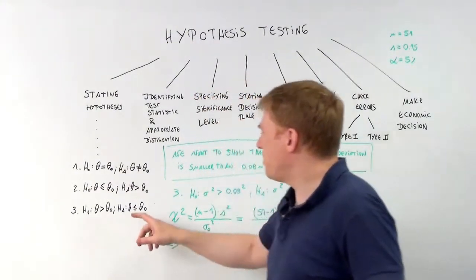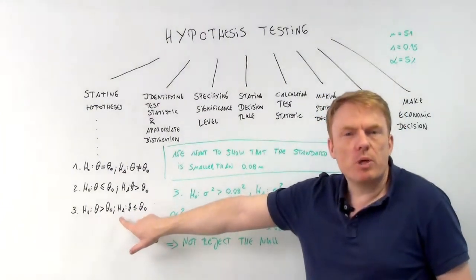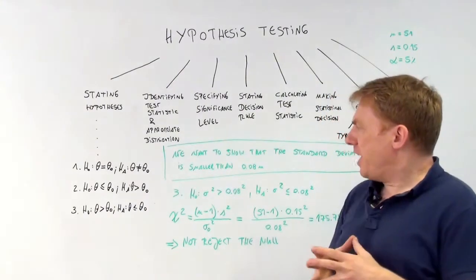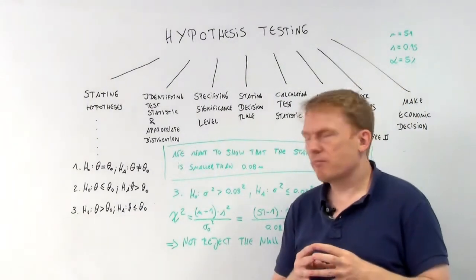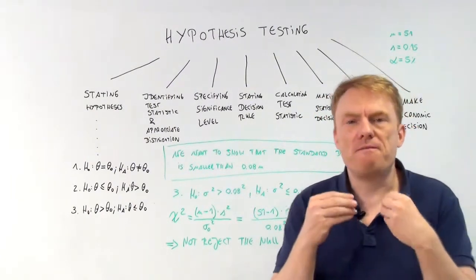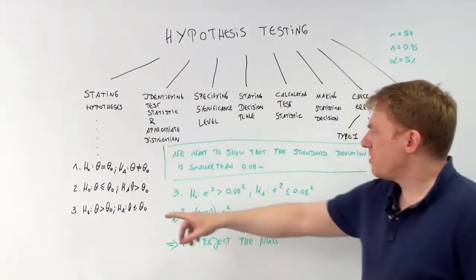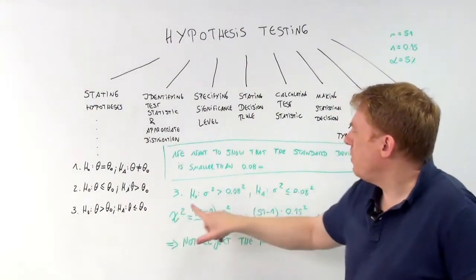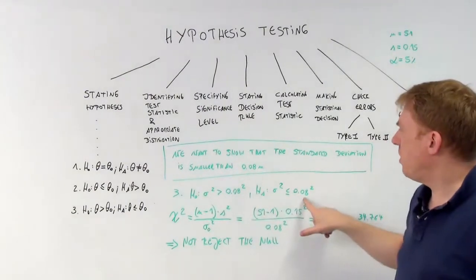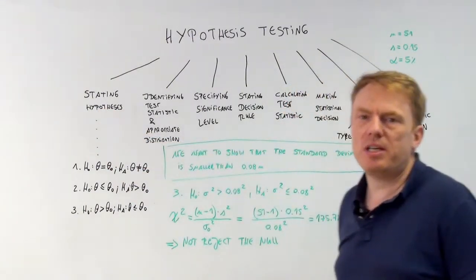Third one. Third alternative, which is true because we want to positively show that the standard deviation is inferior to 0.08, or that the variance is inferior to 0.08 squared. So this is what we need to do. We need to look at this formulation of the null and this one of the alternative hypothesis. Okay, that was the first step, stating hypothesis.